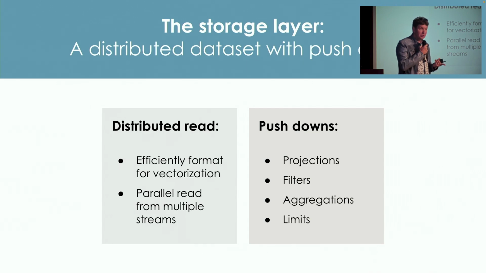One, on the distributed read access, right? If you want to be able to access this data in parallel, you want an efficient format for vectorization. So you'd be able to read it and process it effectively right off the bat, and read it in parallel from multiple streams, right? You have this notion of, I need to be able to access it in parallel and in a format that I'll be able to process very fast.